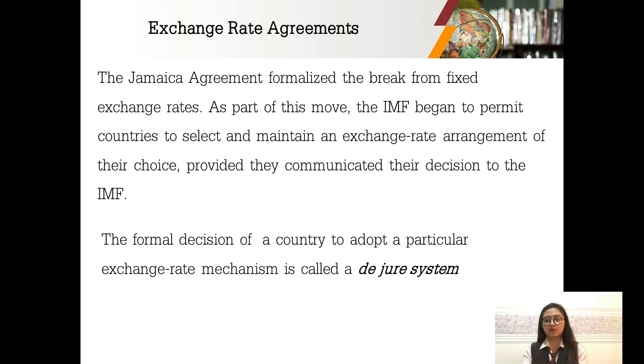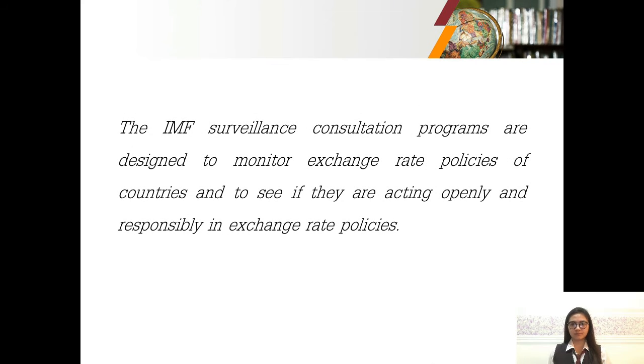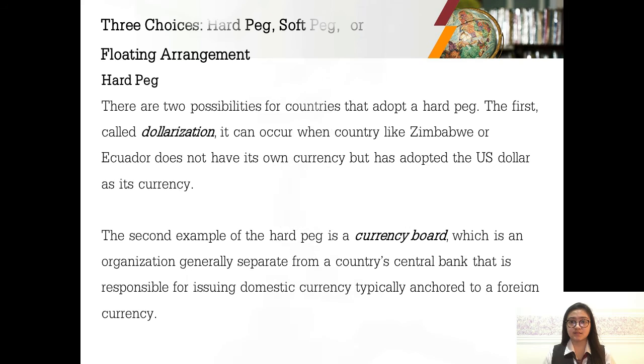The IMF also consults annually with the countries to see if they are acting openly and responsibly in their exchange rate policies. Each year, each country notifies the IMF of the arrangement it will use, and the IMF uses information provided by the country and evidence of how the country acts in the market to place it in a specific category. The IMF surveillance consultation programs are designed to monitor exchange rate policies of countries and to see if they are acting openly and responsibly.